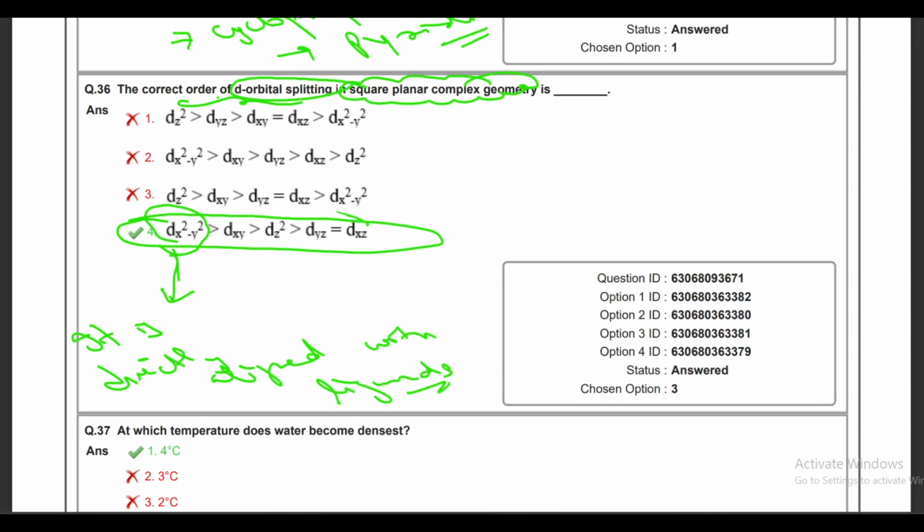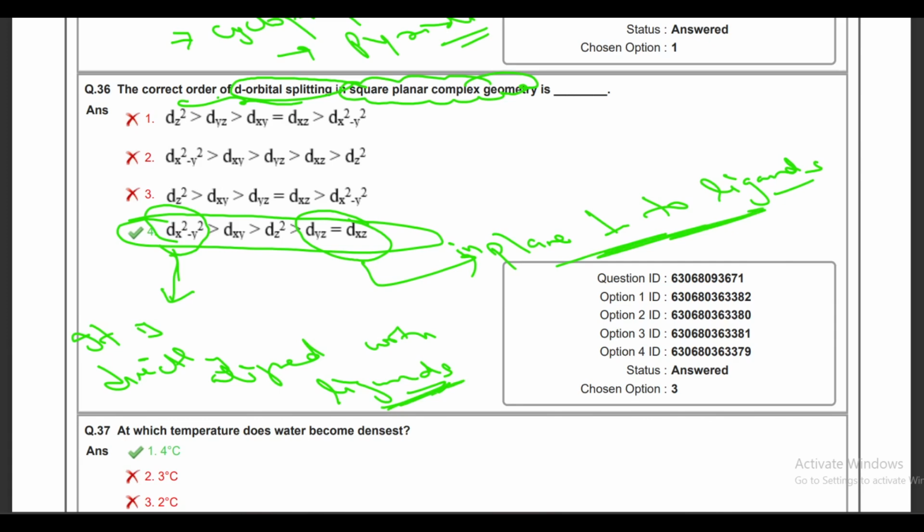And if you talk about dyz and dxz, they have almost equal energy and actually the least repulsion, and are nearly degenerate and lie in a plane perpendicular to the ligands. The dx square minus y square has high energy because it aligns directly towards the ligand, but these are perpendicular to the ligand, that's why they feel less repulsion and have less energy.